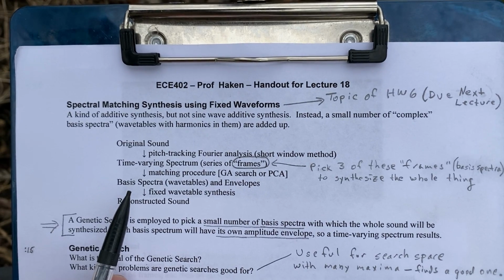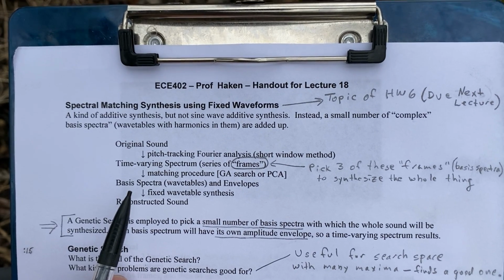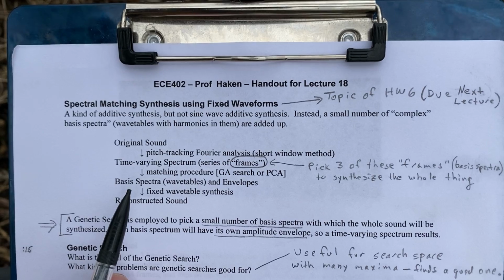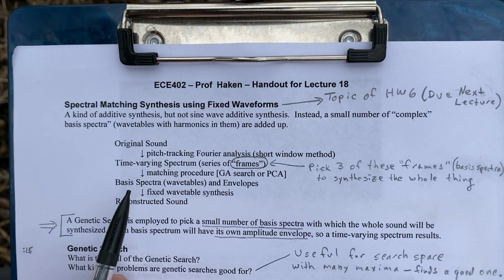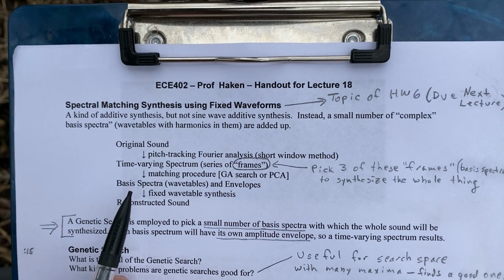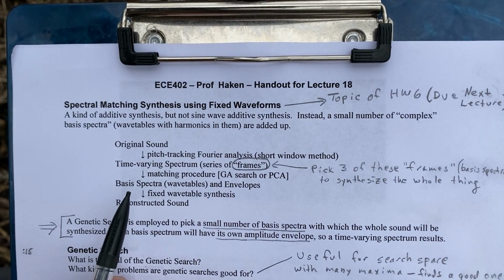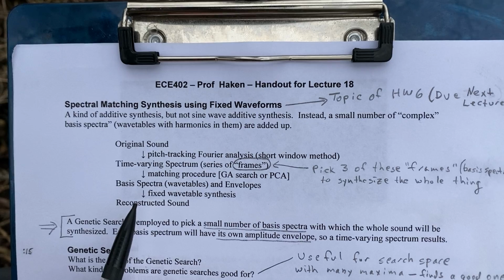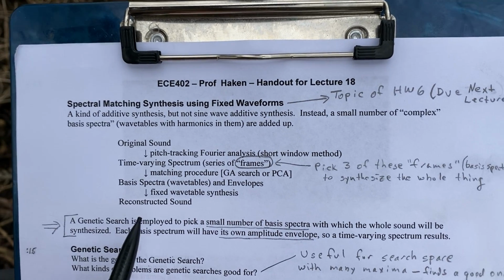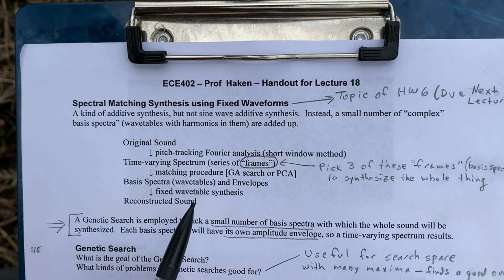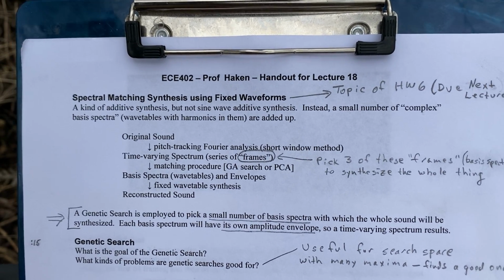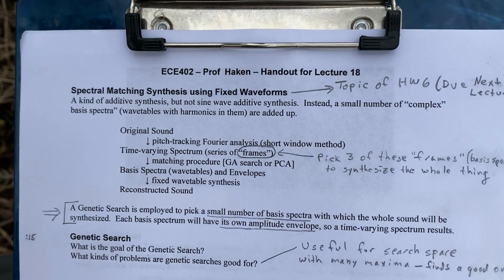Then we're going to have our basis spectra and wavetable, or also called wavetables. So we're going to pick 3 of them for today's example, and for each one an envelope. Each one of them has a different amplitude envelope. They change over time to get the time-varying spectrum. You can do fixed wavetable synthesis, basically you can synthesize a whole sound with just these 3 wavetables, so you need 3 phase oscillators, and that gives you the reconstructed sound.